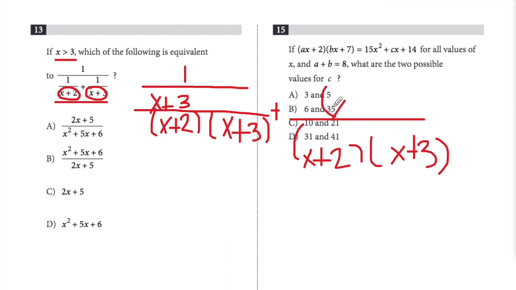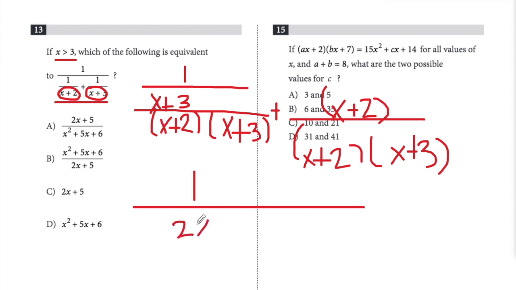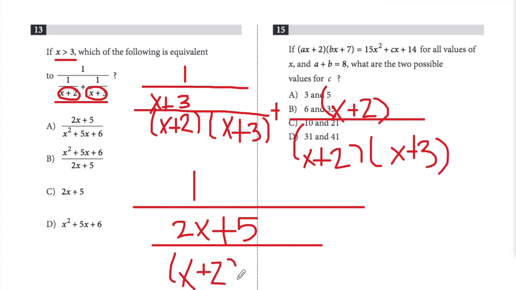Because remember, if I cancel this and this out, I would have 1 over x plus 2 here. And then if I cancel this and this out, then I have 1 over x plus 3. Now that is it. Now let's combine. That's the easiest way. So x plus x is 2x, that's pretty straightforward, plus 3 plus 2, which is 5, and then we have the denominator of x plus 2 and x plus 3.